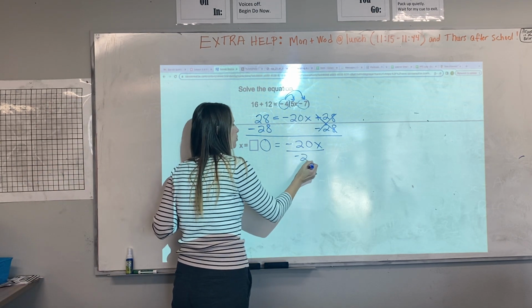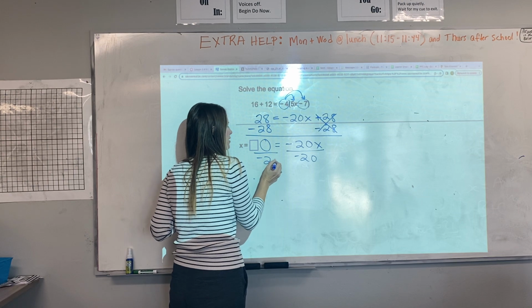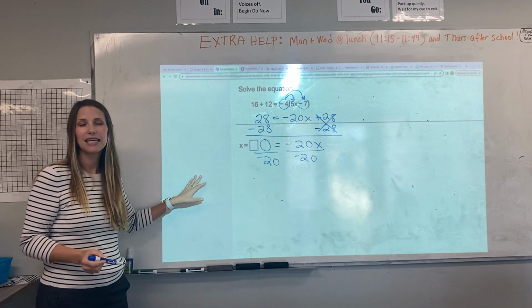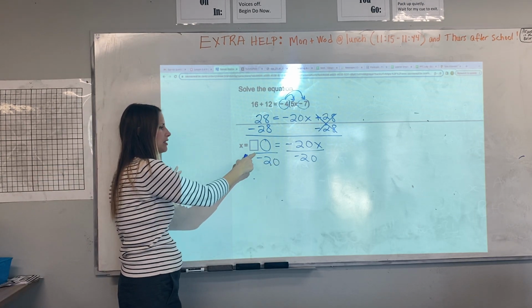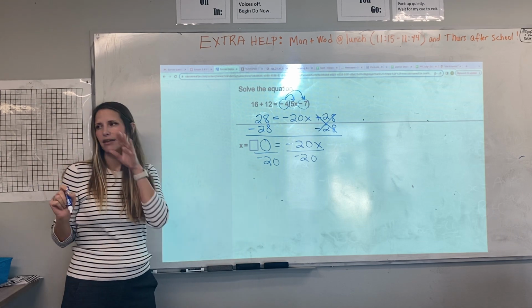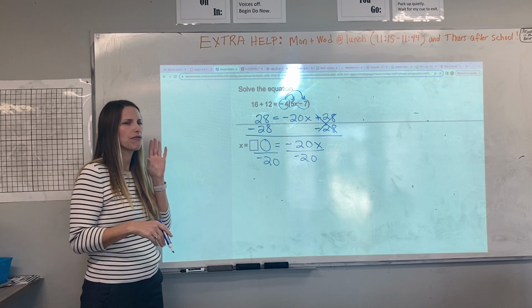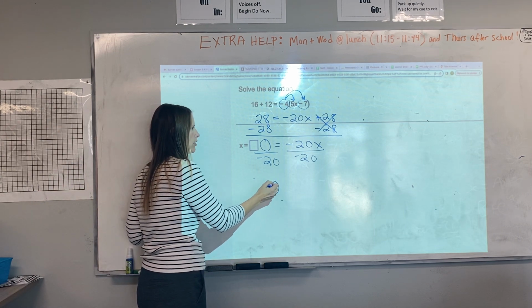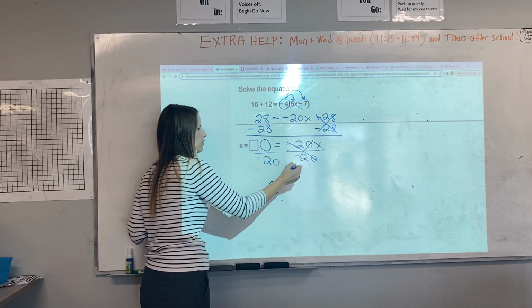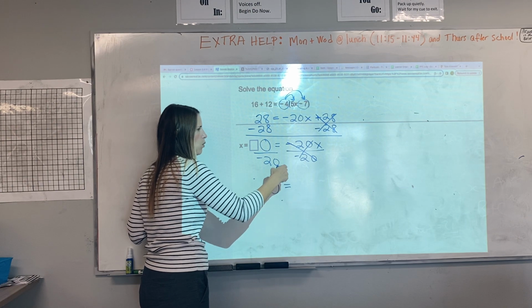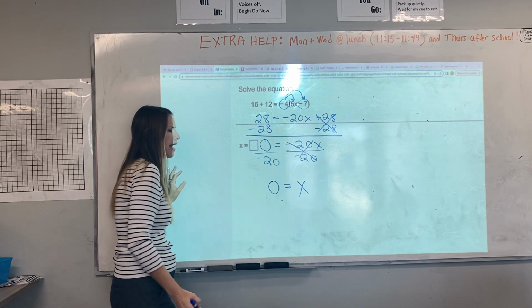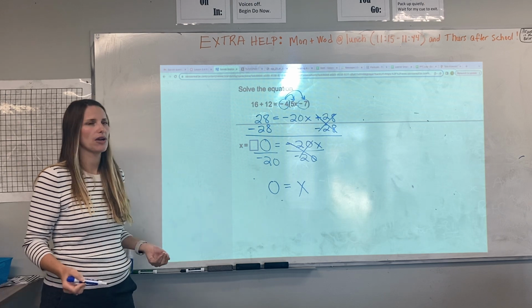Divide by -20 on both sides. Exactly. 0 divided by anything except for 0, but don't worry about that, 0 divided by anything except for 0 is 0. So 0, and this cancels out to 1, 0 equals 1x, which is just x. So x equals 0.